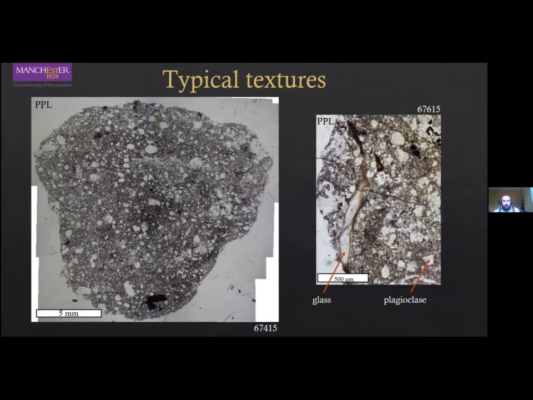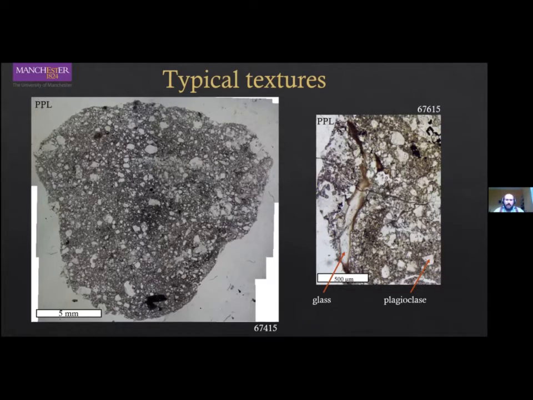In some cases you can get some impact melting associated with shock, and you can get these glass veins intruding into samples. Also, plagioclase can be so highly shocked that it can form a high pressure pseudomorph called maskelynite, which is a sort of diaplectic glass.